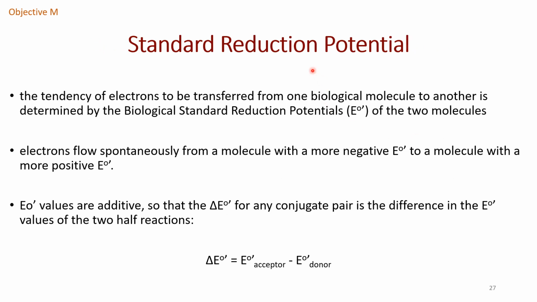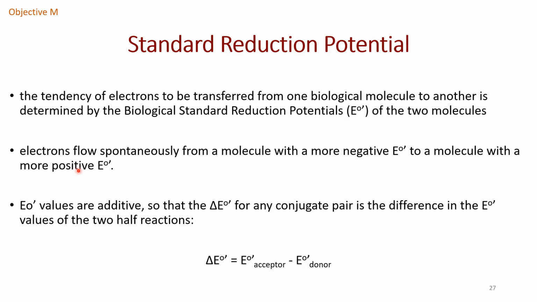So that brings us to the standard reduction potential, and that tells you how likely it is that an electron will move from one molecule to another. And we know that electrons will spontaneously flow from a molecule that has a more negative standard reduction potential to a molecule with a more positive standard reduction potential. And thank goodness that makes sense.